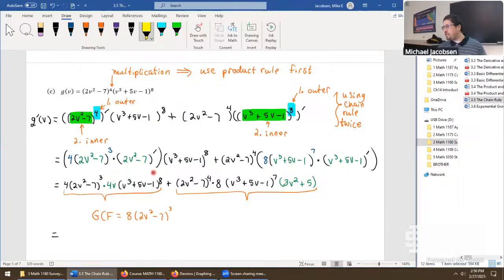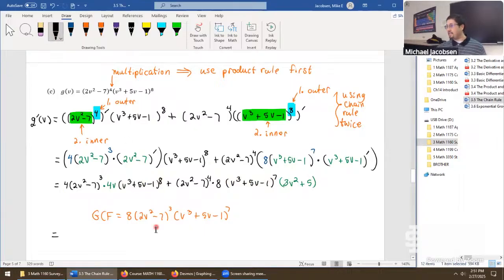Move over to this, b cubed plus 5b minus 1. It occurs here as well. We take the lowest power, power 7. b cubed plus 5b minus 1, to the power 7. And it looks like beyond that, because we considered all the factors in the very first term, that's it for the greatest common factor. Now the next step, we'll actually factor it out.